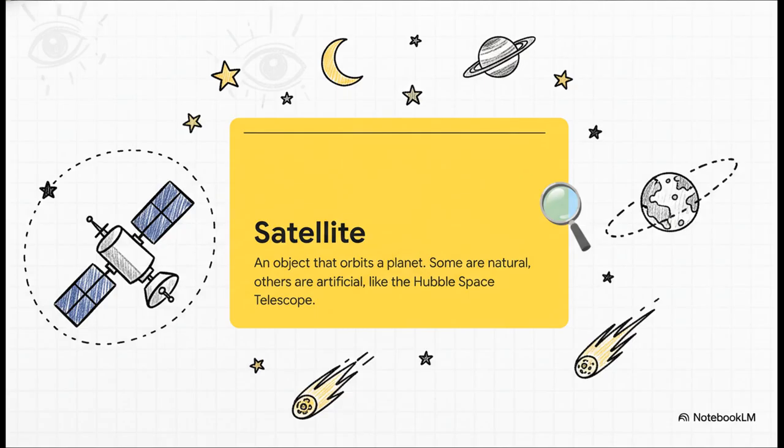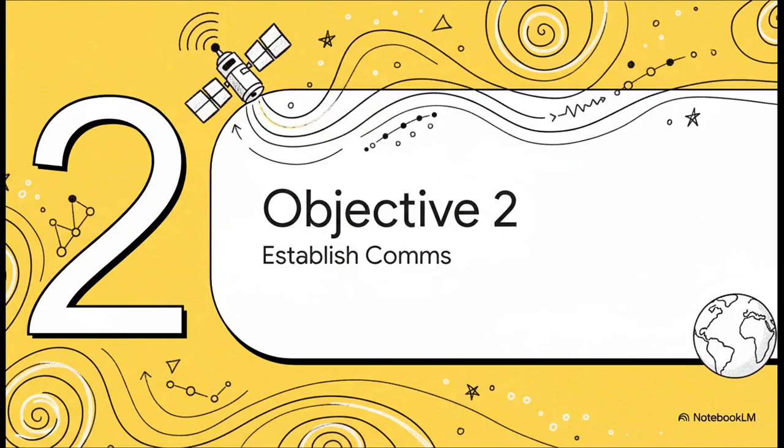Now, you could also say an artificial satellite, and that's probably a better answer. I mean, the moon is a natural satellite, right? But Hubble was built and launched by us, making it our most famous eye in the sky. And just like that, Objective 1 is complete.